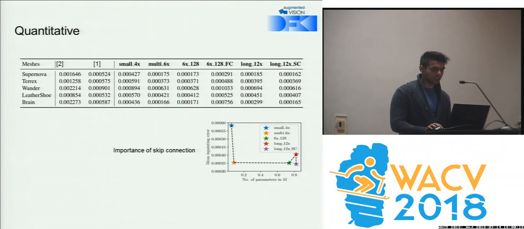So this is some quantitative result. There is also a small plot on the right. It shows the importance of skip connections. So you see, as we increase the network parameters, the error decreases but kind of saturates in the end. As we move further, the error slightly increases, and it goes really down with the introduction of skip connections.